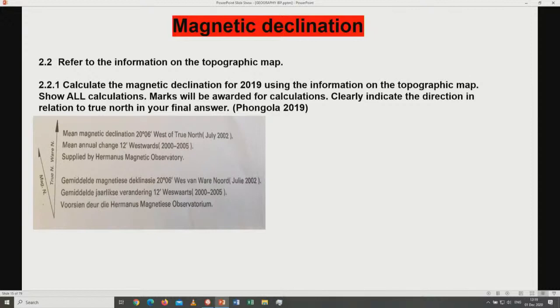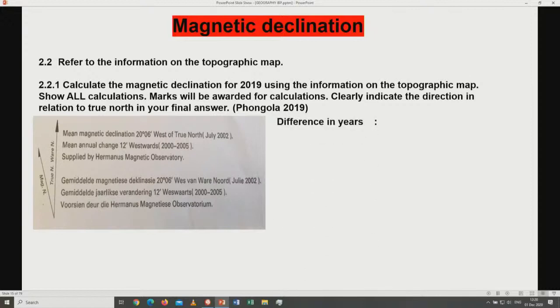Alright, now what is important before I say anything here is that for the mean magnetic declination of 20 degrees 6 minutes west of true north, you use the year there in brackets, July 2002. That is the year that you are going to use. Do not ever, ever use those 2 years that are written at the bottom of that sentence that say 2000 to 2005. Never ever use those years.